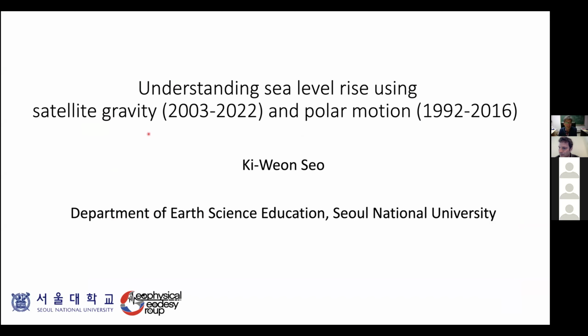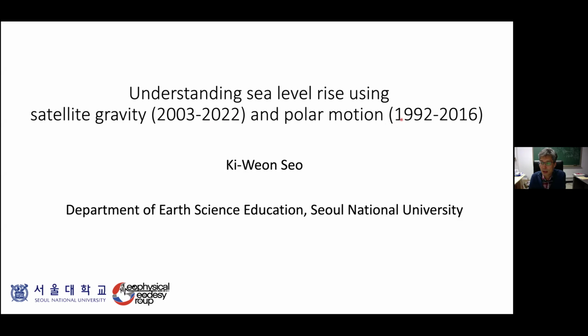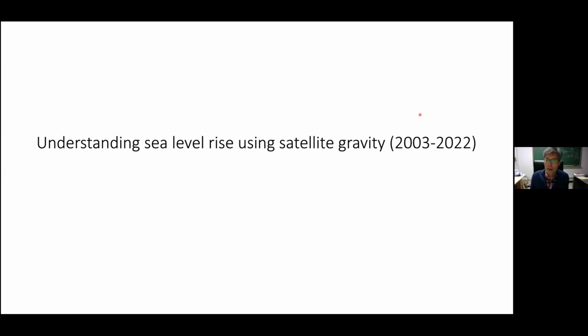I'm preparing a topic of understanding sea level rise using these two different time periods. I have to separate the study period into these two because during the first time period, we have satellite gravity data like GRACE and GRACE Follow-On. But during the second period, since 1992, we don't have GRACE data, so we have to use another kind of global measure of mass change. I found that polar motion is really useful, so for this purpose, I'm going to use polar motion data to study sea level change during this second period. Okay, let's start with the first topic, understanding sea level rise using satellite gravity during 2003 to 2022.